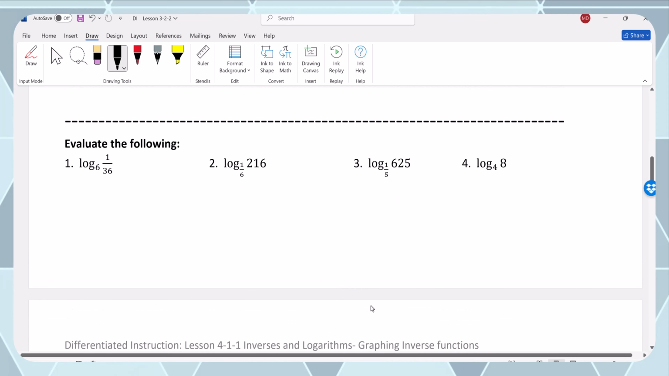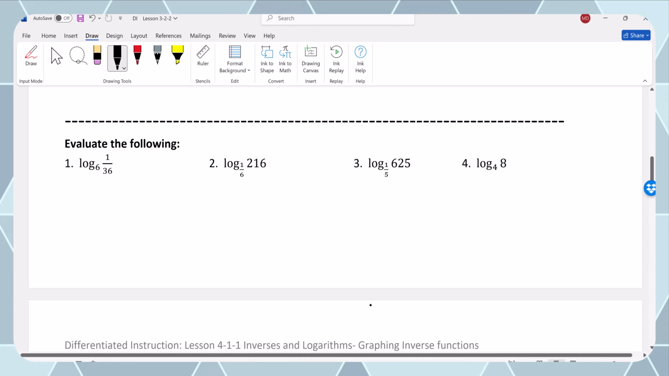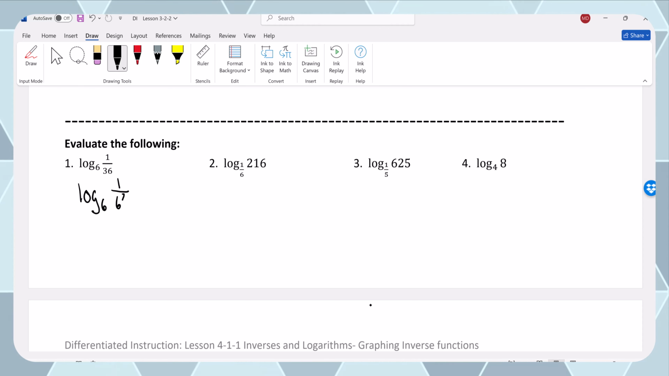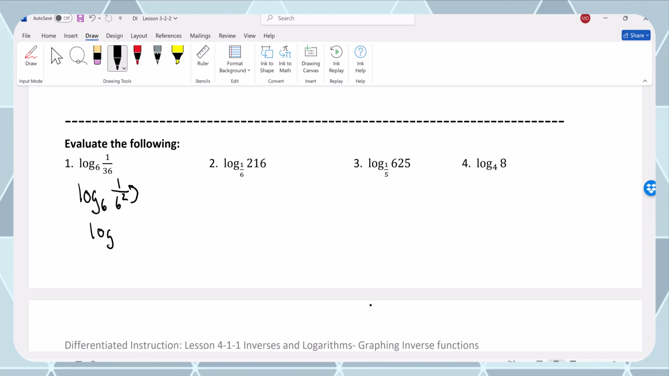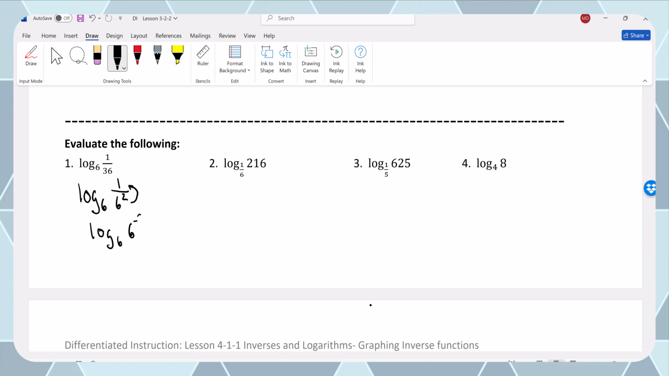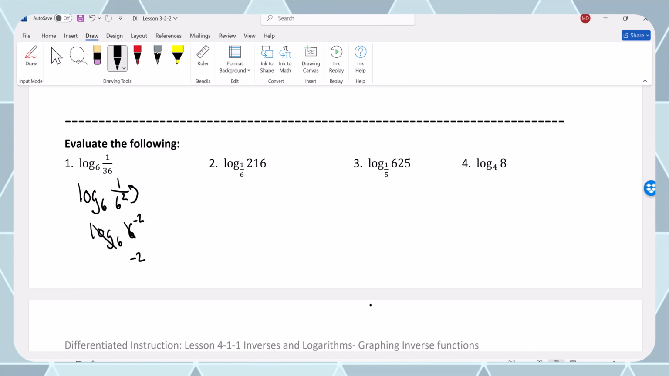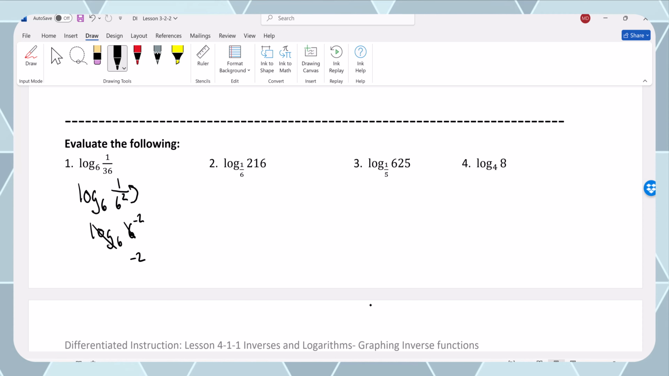So number 1, you can go through, and how do I rewrite 36? I could say log base 1 over 6 squared. Move that to the top. So I get log base 6 of 6 to the negative 2. That cancels out, and I get negative 2. Get log base 1/6 equals 216. Now this is one of those, it's like, okay, how do I raise 1/6 to equal 216?